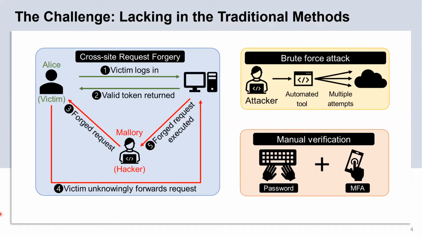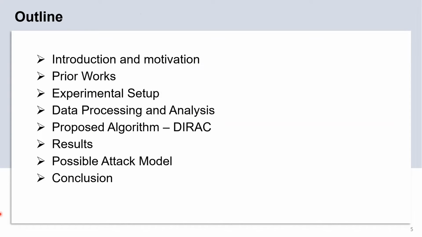So this discussion proves that the digital signature-based authentication methods have some limitations, and so we need a new method that can augment or increase the security of the traditional methods. The key point here is that our goal is to increase the trust level of the existing methods, not to replace them. So this is the outline of the rest of our talk.